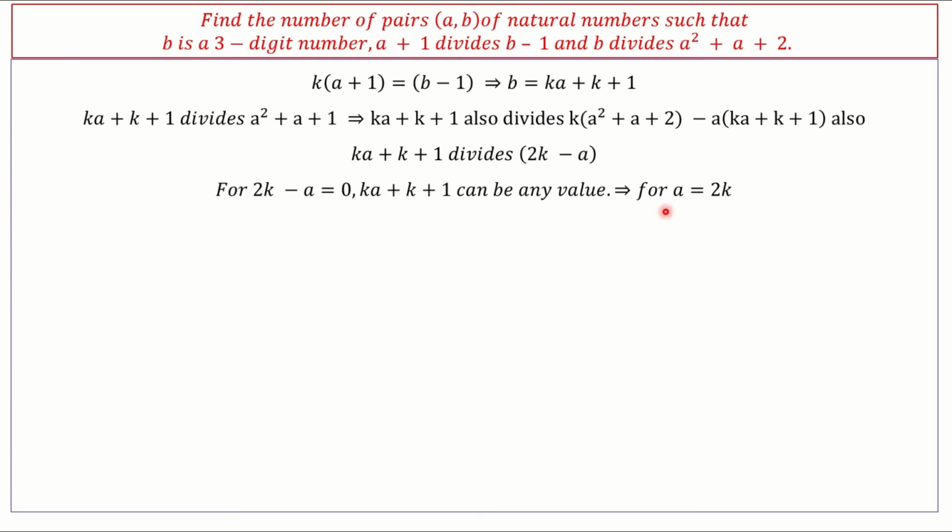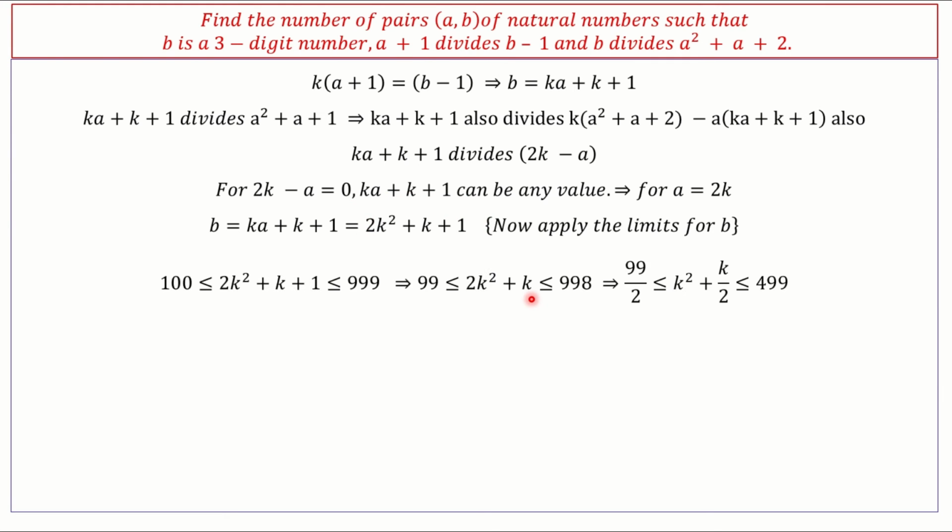Now let's substitute a equal to 2k here. Then you get the b value, right? b equals 2k square plus k plus 1. Now this is b. Let us apply that b is a 3-digit number. Given b is a 3-digit number, it is between 100 and 999.